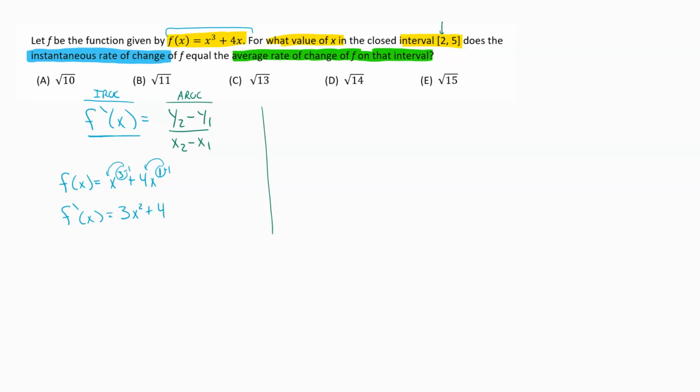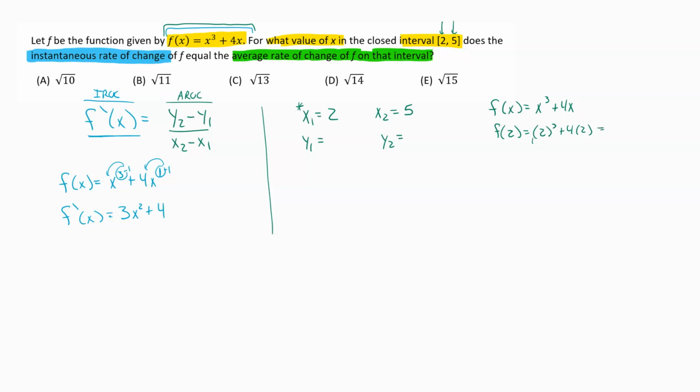Well, our x1 and our x2 values are given to us right here. They tell us x1 is 2 and x2 is 5. And what we need to do is go find the y1 value, the value that goes with 2, and the y2 value, the value that goes with 5. And to do that, we will use the original equation they gave us. So we know that f of x equals x to the third plus 4x. So to find y1, we'll start by plugging in 2 to that equation. So f of 2 equals 2 to the third plus 4 times 2.